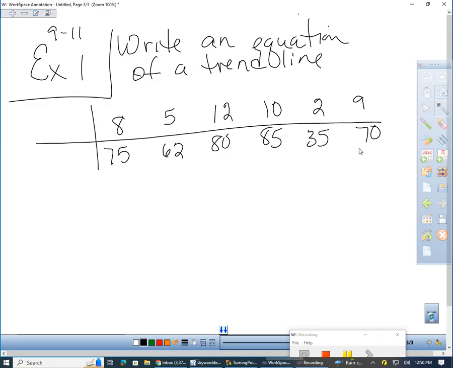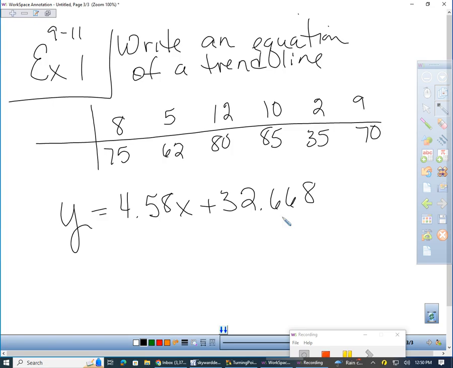Once you have that all entered, you go back into stats. Push once to the right and go down to number 4. The equation you should get is y equals 4.58x plus 32.668. If you did not get that, tell me and we'll see if we can figure out what's going on.